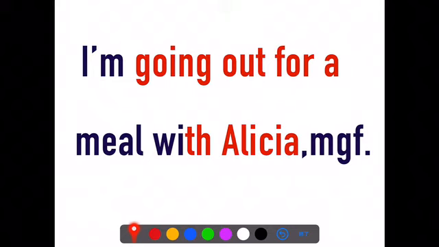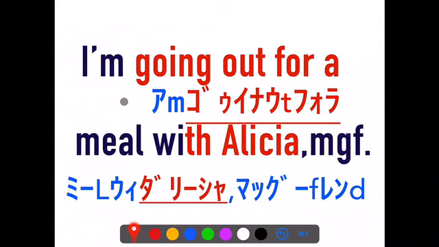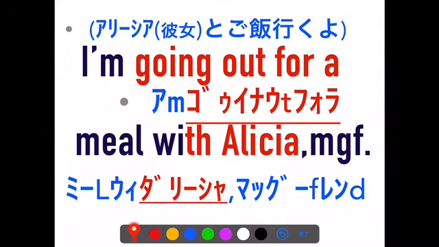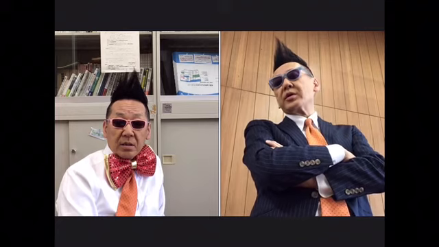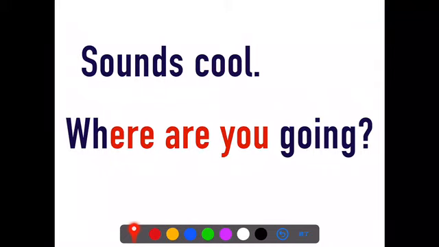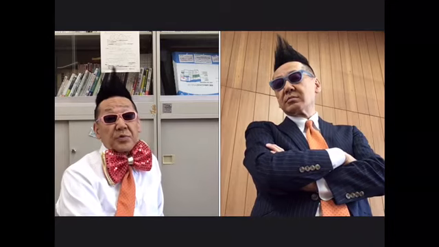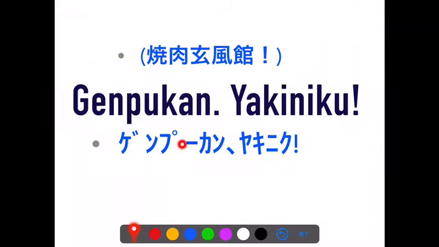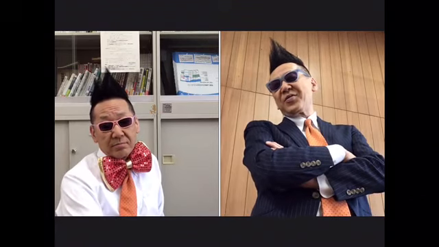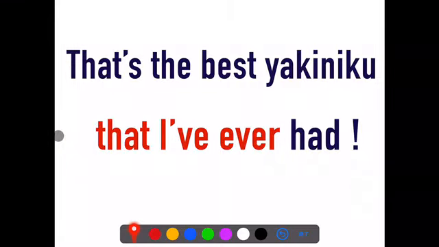I'm going out for a meal with Alicia, my girlfriend. ああ、彼女と飯行くよ。 Sounds good. Where are you going? Where are you going? 良さそうやね。どこ行くと 玄風館。焼肉。 Wow, that's the best 焼肉 that I've ever had.